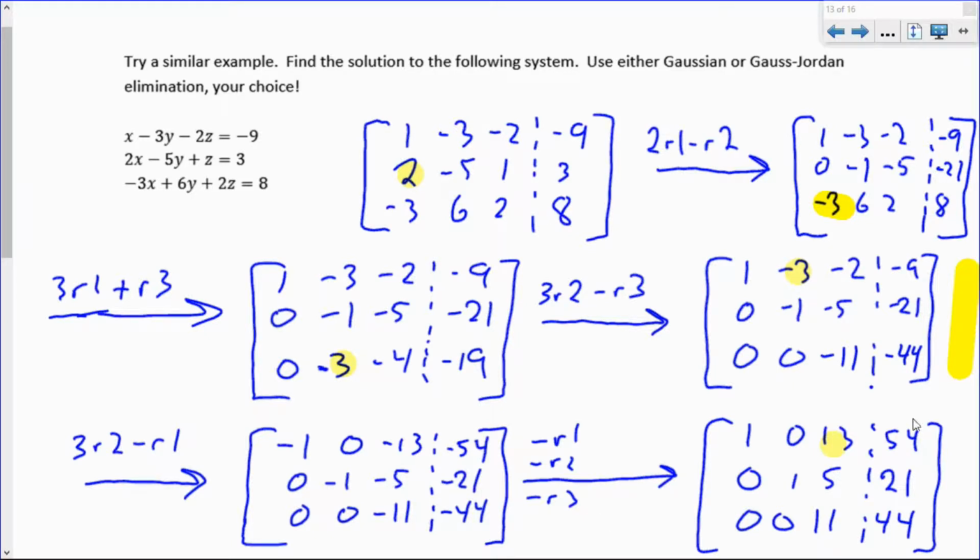You can see right here that -11z equals -44, z equals 4, sub that into the second equation, solve for y, sub both of those into the first equation, and stop. So you might have finished here, and that is absolutely fine. The answer is this one does work out to a point.